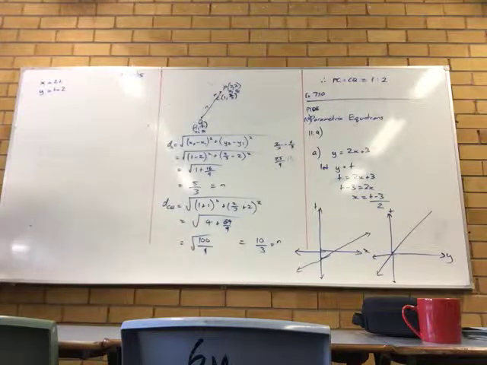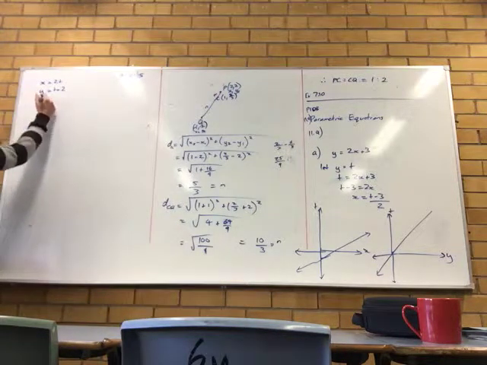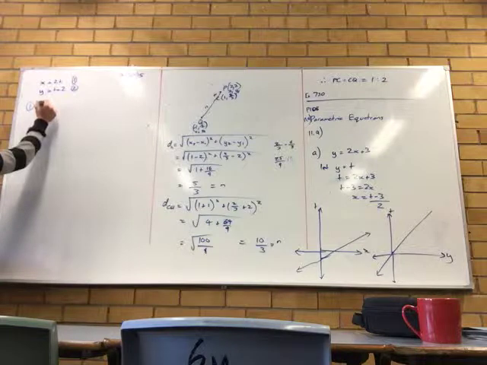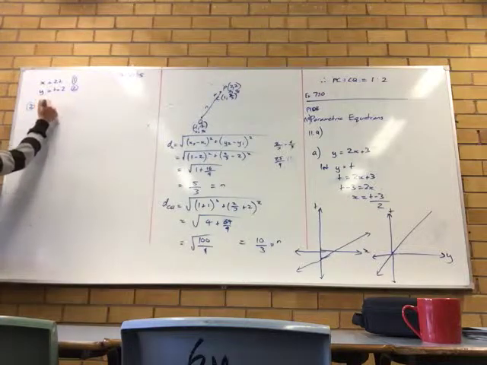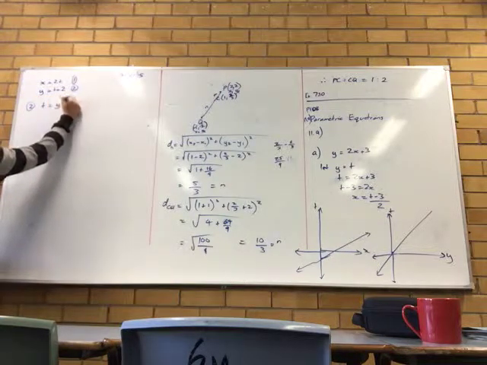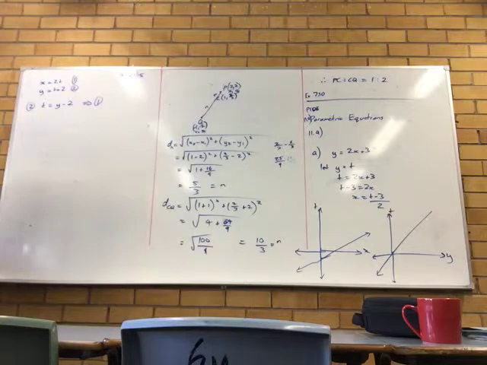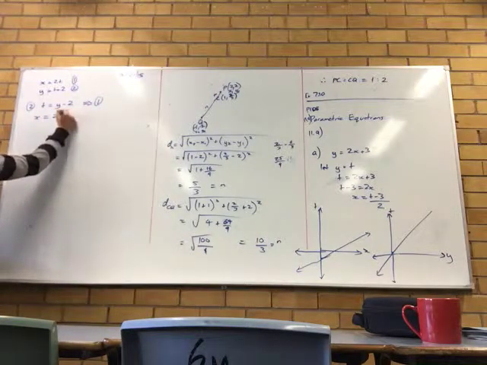Okay, any idea how I'm going to do that? Yeah, and then what are you going to do with that? Alright, so number one, number two, form equation one. Actually, form equation two. t is going to be y take away 2. Now put that in equation one. So x is going to be 2 lots of y take away 2.